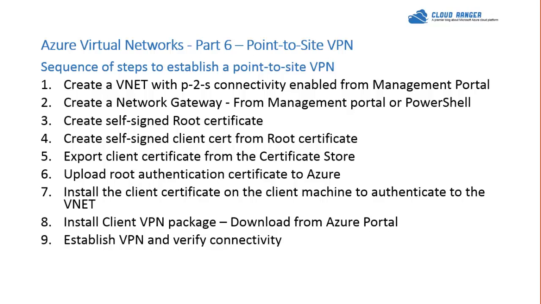And step 7 is going to the client machine and importing that client certificate to authenticate to the virtual network. And step 8 is installing a client VPN package. We'll be downloading this client VPN package once we have completed step 3 and the package is created for us, and we'll download it from the Azure portal as well. And of course, step 9 is to just establish the VPN and verify connectivity.